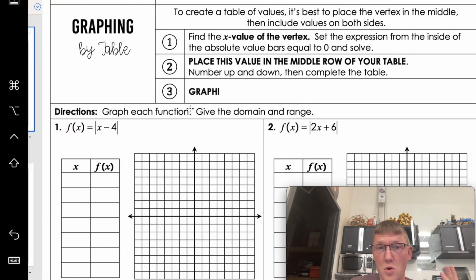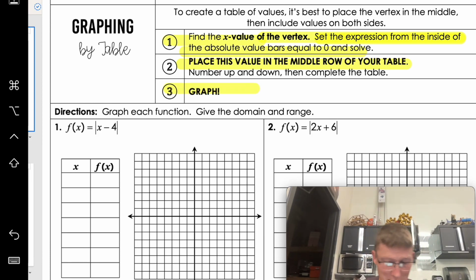Okay, so there's just the normal random guess and check where you randomly throw x values, but we should probably be a little bit more strategic about it, right? So here are some good hints. Number 1, find the x value of the vertex. The way you do that is you set the expression inside the absolute value, inside the bars, equal to 0, and then solve. That would be just the things inside of the absolute value. Then place the value in the middle of the row of your table, throw some numbers up, throw some numbers down, and then graph.